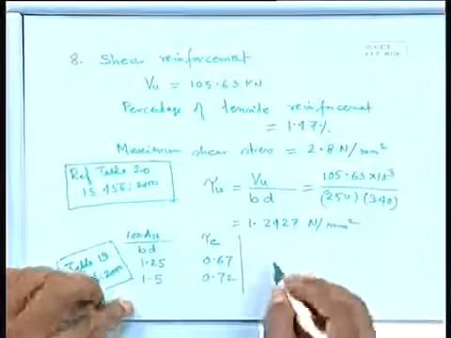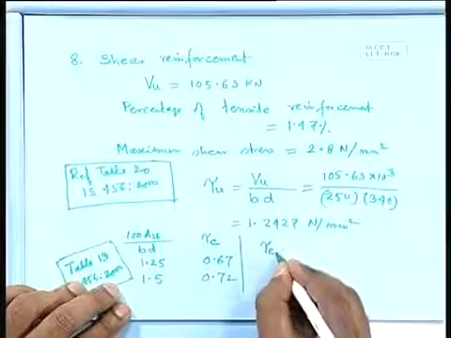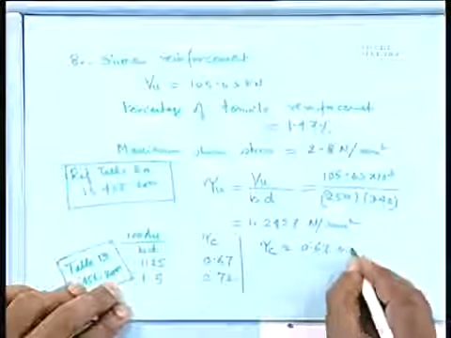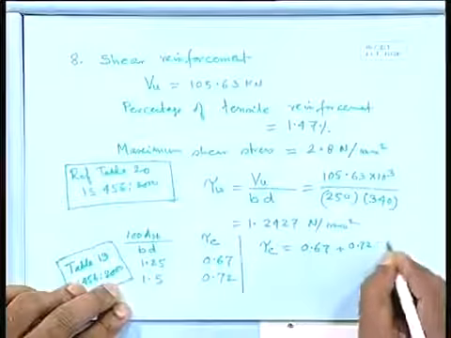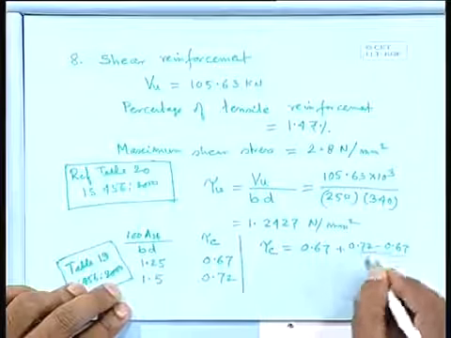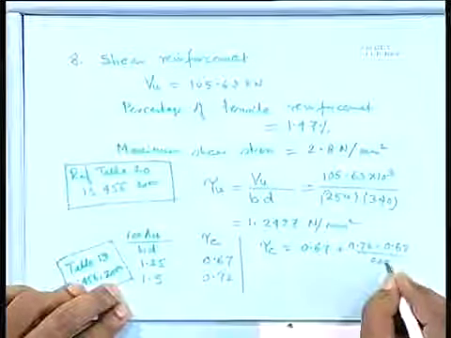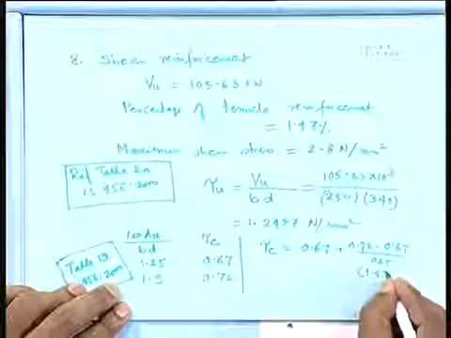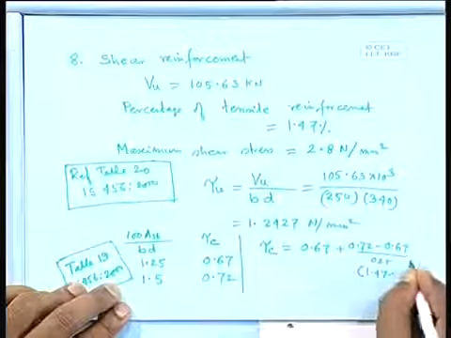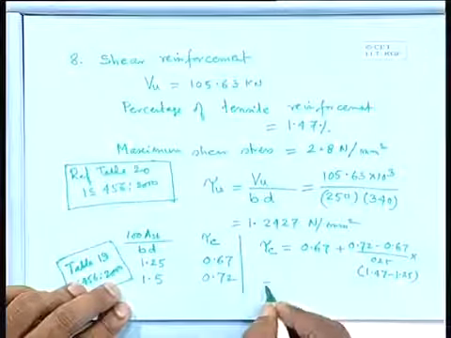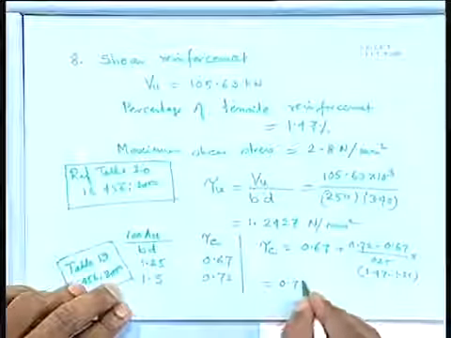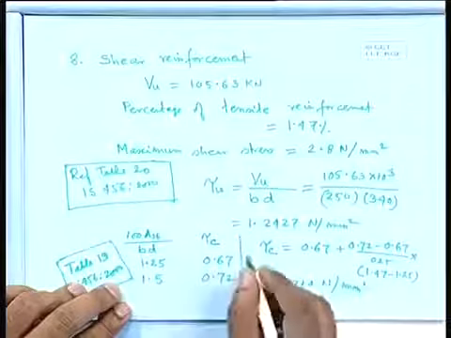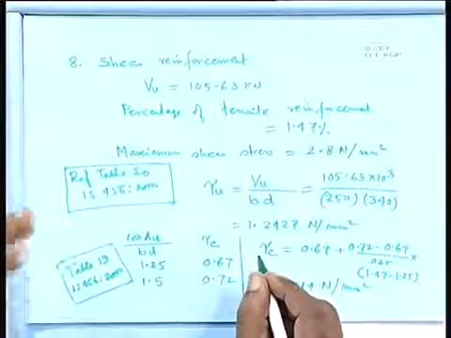So, because you have to take 1.47, tau C you will take linearly, equal to 0.67 plus (0.72 minus 0.67) by 0.25 times (1.47 minus 1.25), which comes as 0.714 Newton per square millimeter. So, this is the tau C which will be taken care of by concrete.